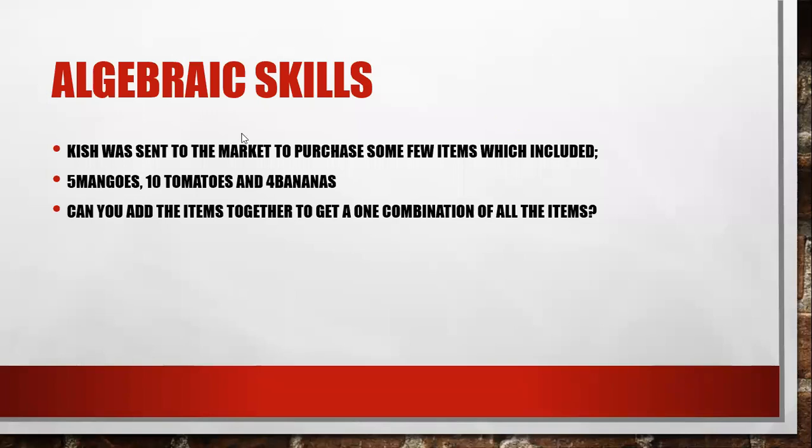But remember, our topic is actually directing us to where we are heading. It's saying algebraic skills. So when we are dealing with algebra, there are some things you expect. When you look at that question, you realize you have 5 mangoes, 10 tomatoes, and 4 bananas. And they are saying, can you combine them to make one combination? Yes, they are fruits, but you can't basically add them to give you one solid fruit. So you'll have 5 mangoes, 10 tomatoes, and 4 bananas.